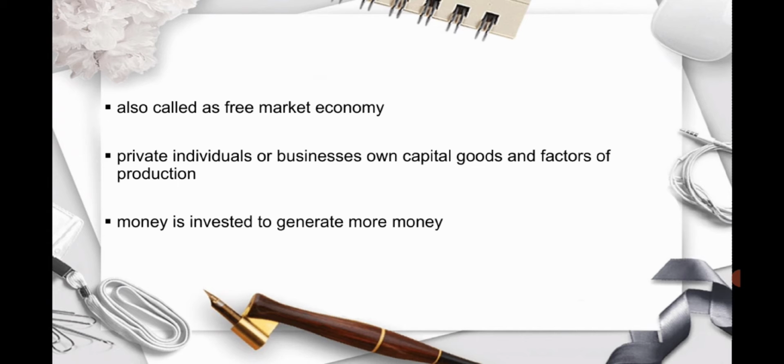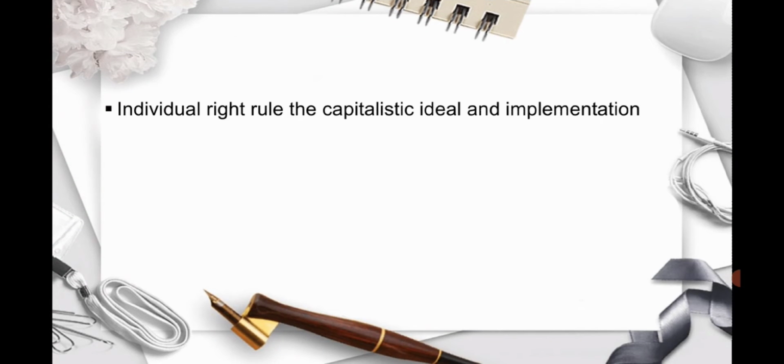This is based on a simple process such that money is invested to generate more money. And individual rights rule the capitalistic ideal and implementation. Private individuals like small businesses, organizations, and corporations make independent decisions about the prices, the production, and the distribution of goods. So ideally, it results in a self-regulating market.